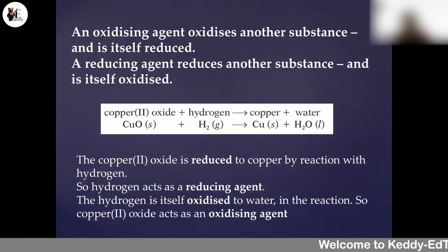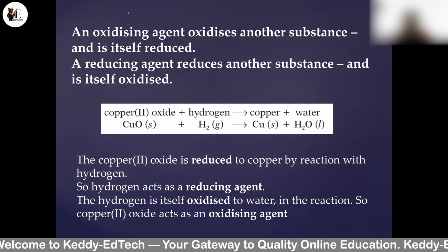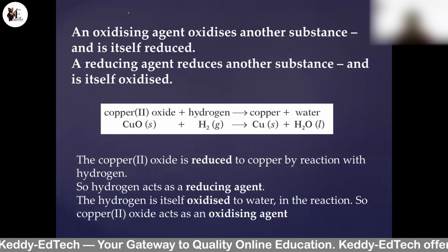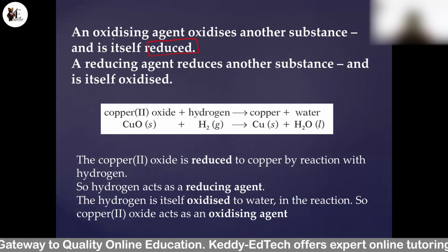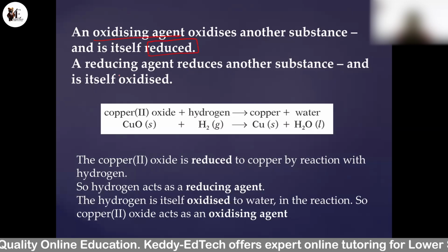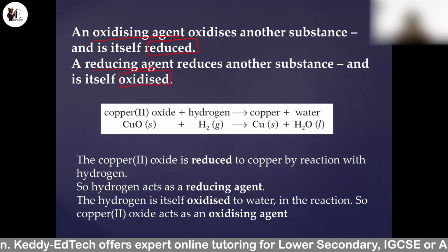Now we are going to learn about the oxidizing agent and the reducing agent. It is also very simple. If you understood which substance is oxidized and which substance is reduced, then you just have to do the opposite. The substance which is reduced is the oxidizing agent, and the substance which is oxidized is the reducing agent. You just have to reverse it.